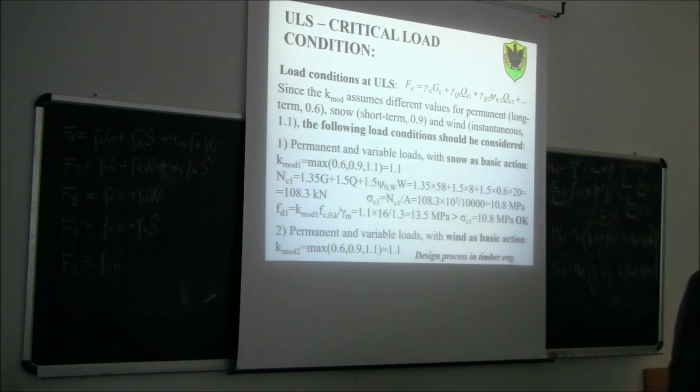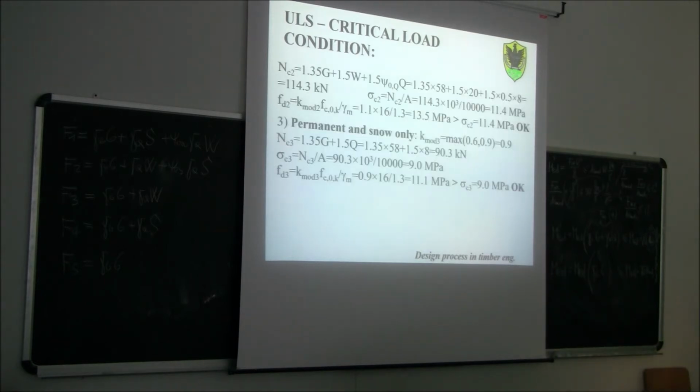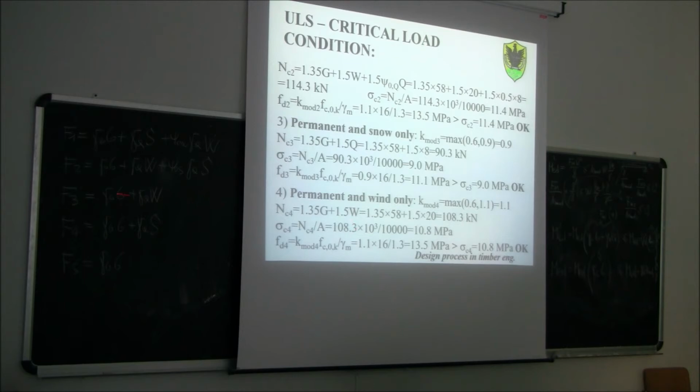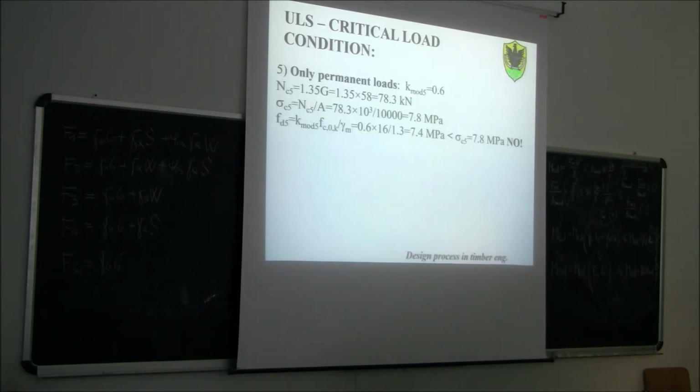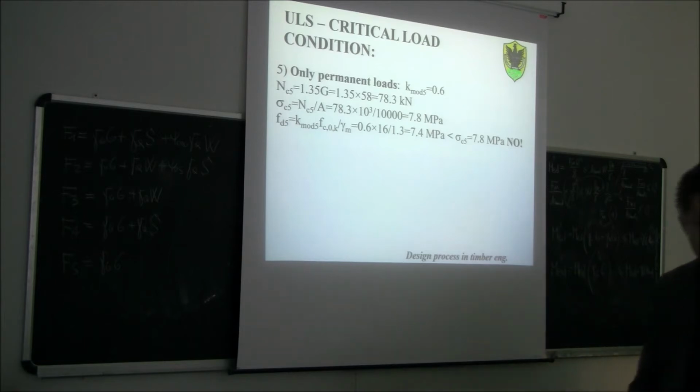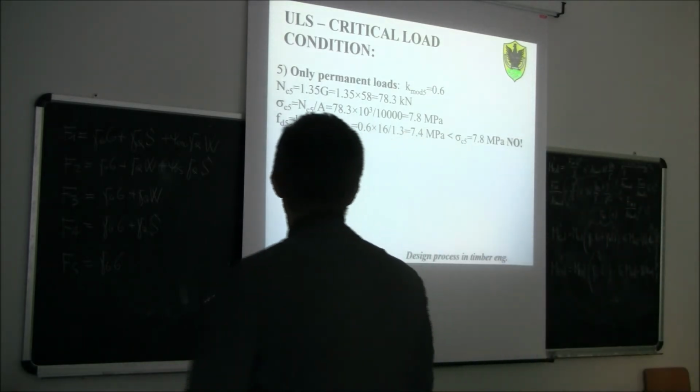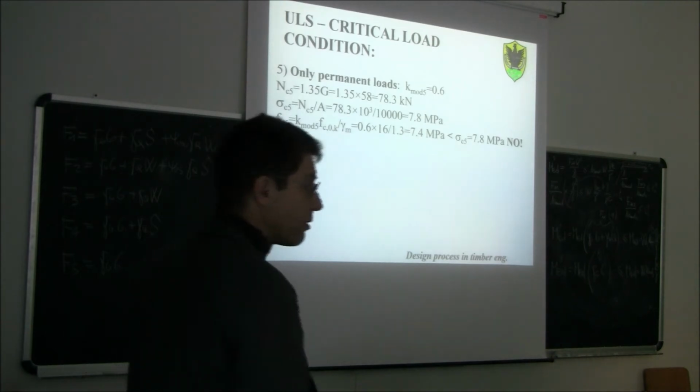Then you can do exactly the same for combination number 2. You get again verification satisfied. Permanent and snow, combination number 4, again verification satisfied. Permanent and wind, number 3, again satisfied. And then only permanent load, since the k mod here is much lower, you consider only 1.35G, and you find that in this case the verification is not satisfied. Why? The stress is lower, but also the strength capacity is lower because the k mod is lower, 0.6.